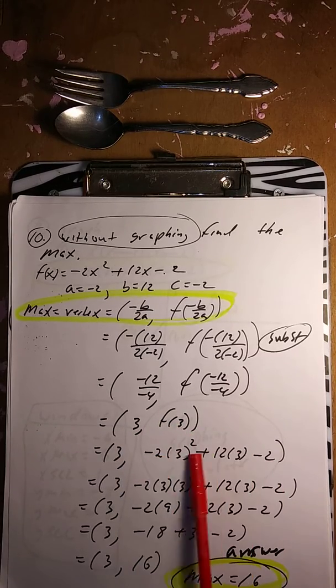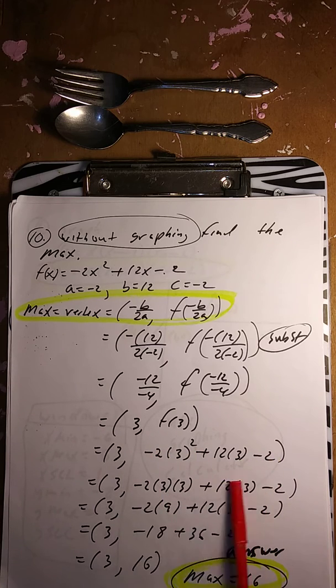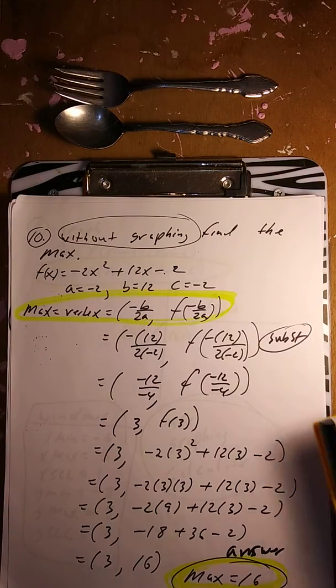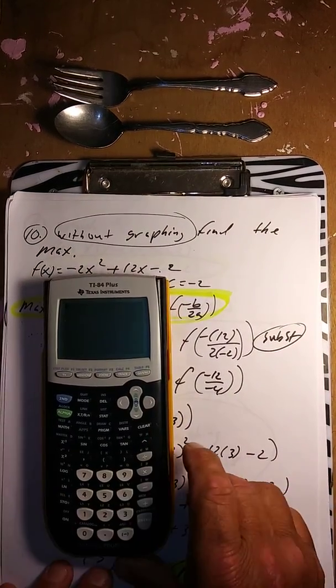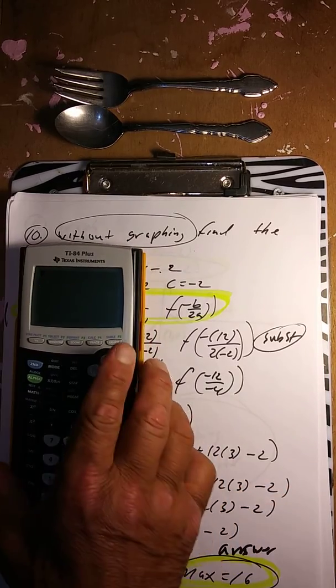Put this in your calculator right here. You can do this the long way. Is there another way to do it? Sure, there's another way to do it. Let's do it with a calculator. Okay, so what do we have? Let me see if I can do it right here without blocking my question.